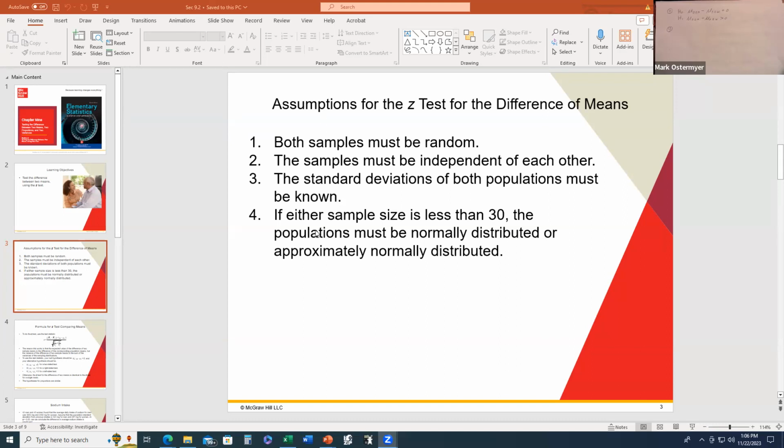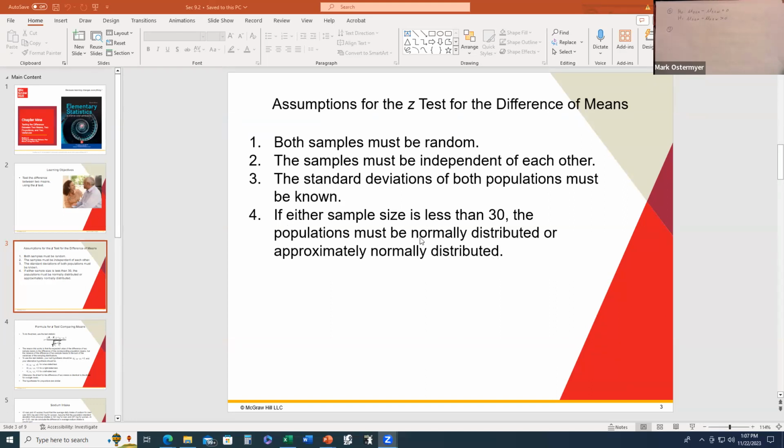Okay. Number 4, if either sample size is less than 30, the populations must be normally distributed or approximately normally distributed to ensure that the sampling distribution of the differences between all sample means is approximately normally distributed. Okay.